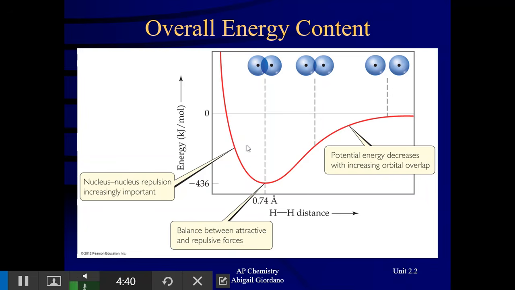Okay. So anywhere on this graph, the more negative that number on the y-axis is, the more stable that bond is. If we really went extreme and continued to push those atoms together, the energy would climb into the positive range, and that's very unstable.